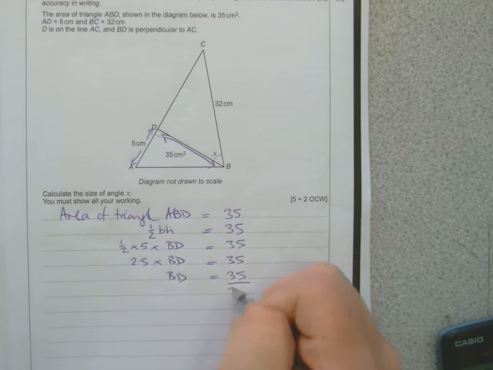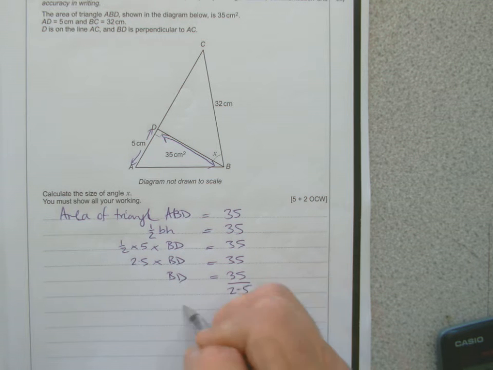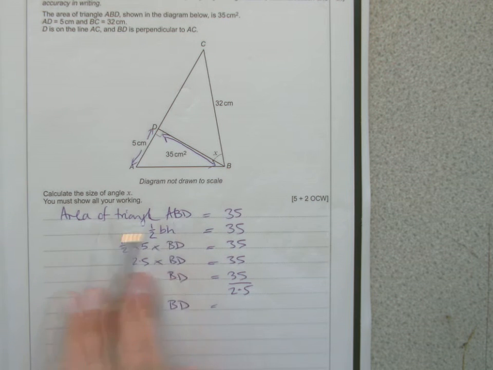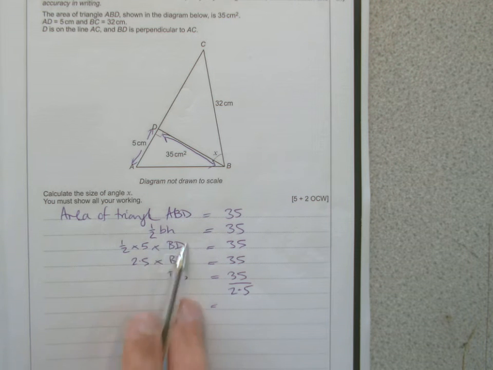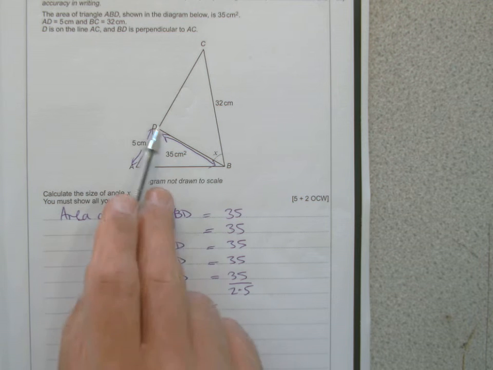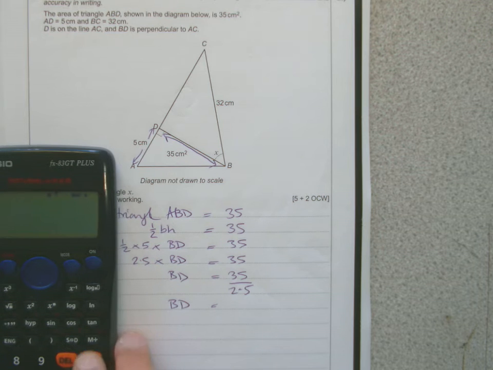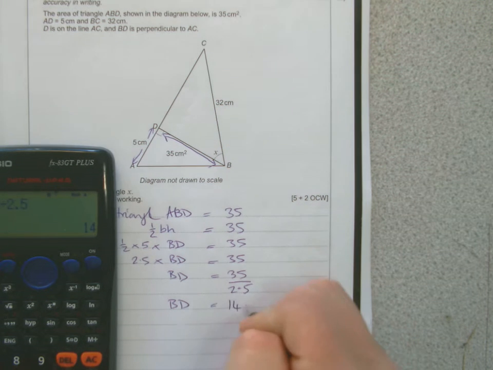Okay, so you'll notice I'm taking my time on this and putting all the steps in place using the correct terminology. I'm stating exactly what I'm using here, area of triangle ABD, and then using the formula and appropriate notation to represent the length, just in order for me to get the OCW marks. So 35 divided by 2.5 comes out to be 14 centimeters.